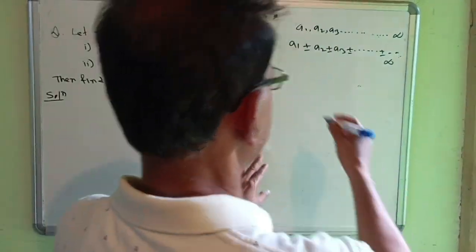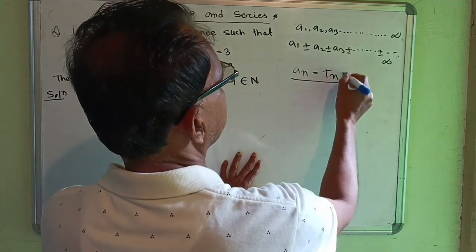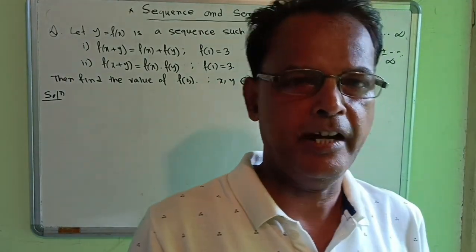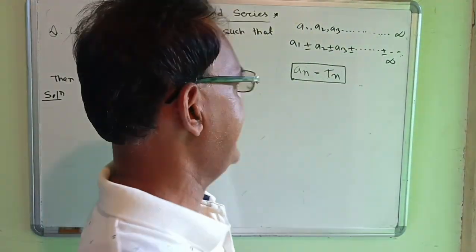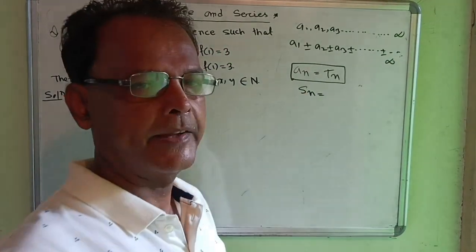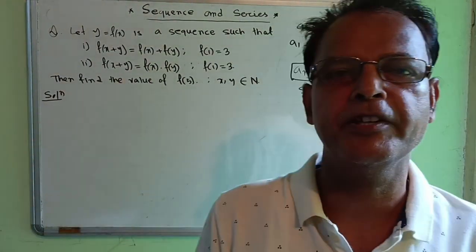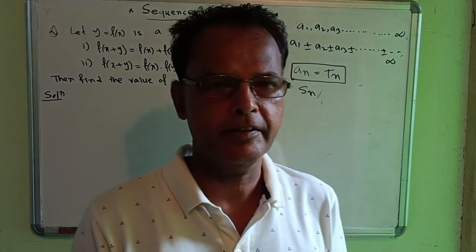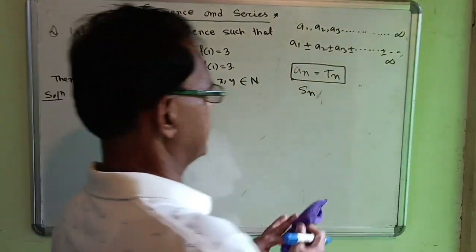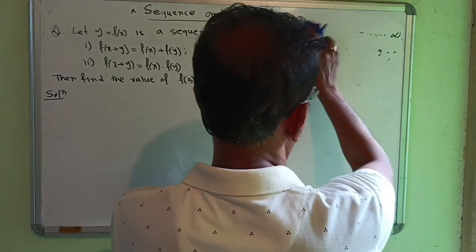Here is another thing: an or tn is known as the nth term or general term of any sequence or any series. And Sn always represents the sum of the first n terms of the series or sequence. This is the main thing of this sequence and series chapter. That is the preliminary idea.